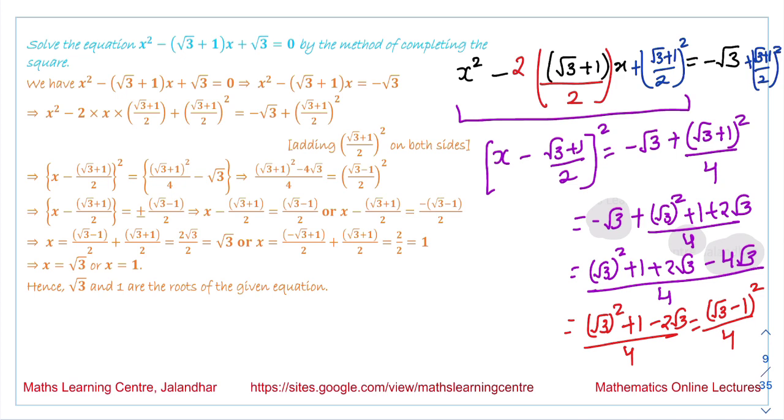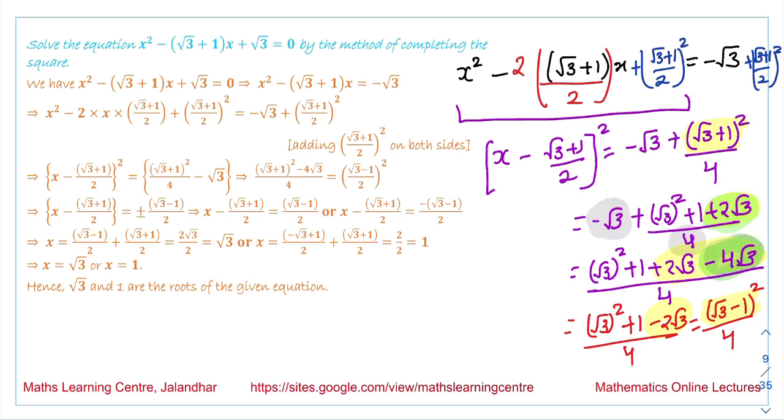Earlier we had root 3 plus 1 over here, and we get this term because the sign over here is plus. In this term, when we have opened the whole square, it is plus 2 root 3.